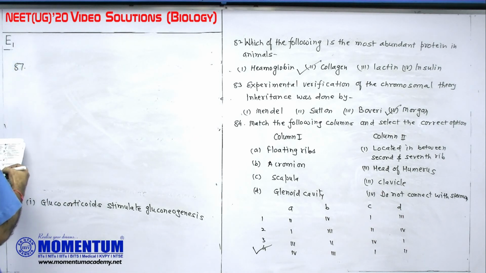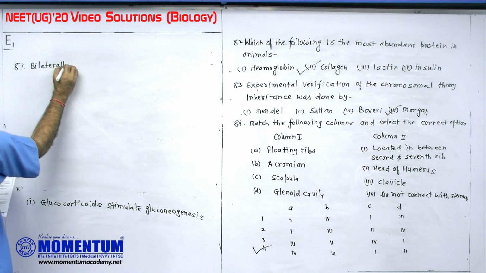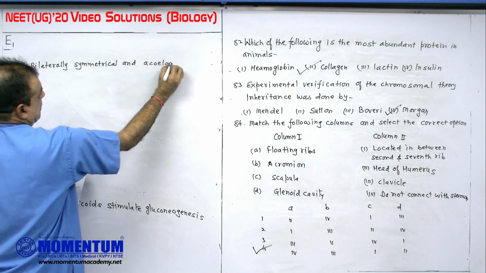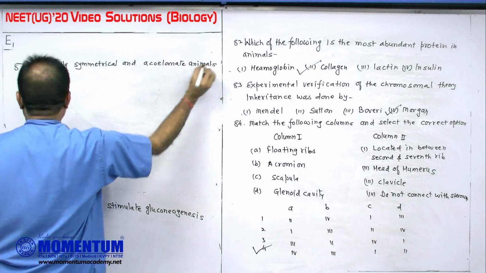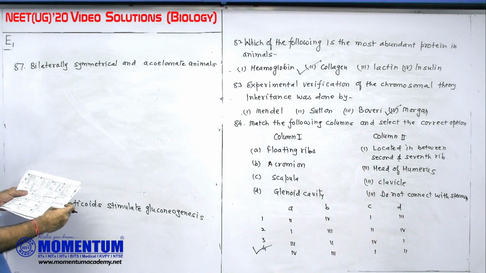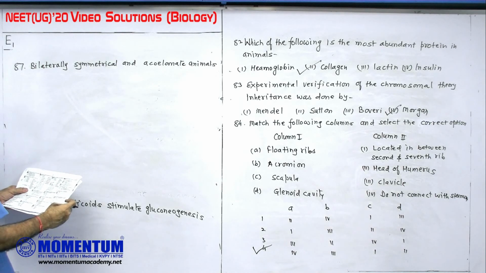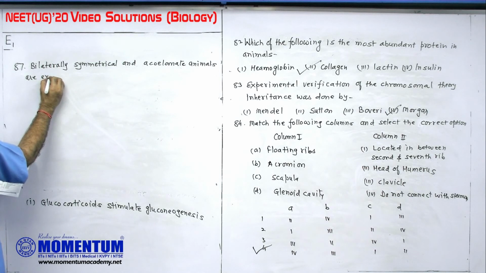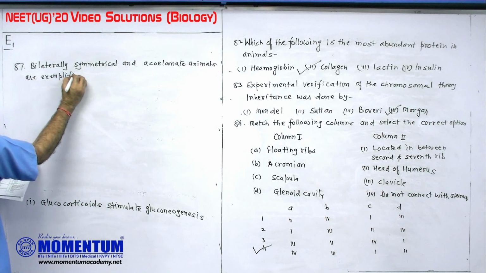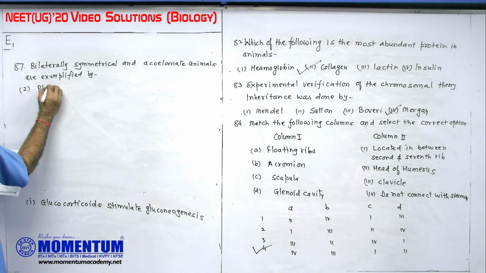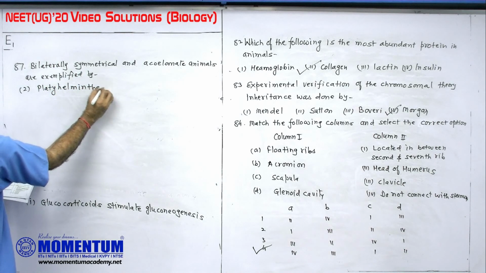87. Bilaterally symmetrical and acoelomate animals are exemplified by platyhelminthes. Second option, platyhelminthes.